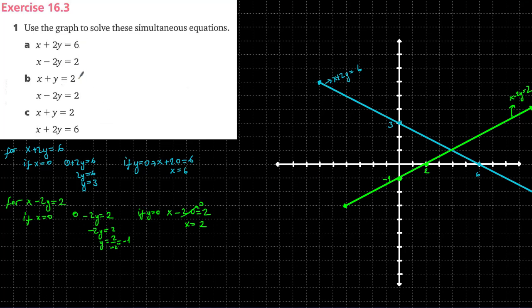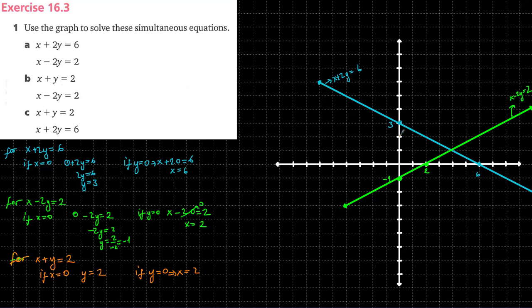Here, this one I made, x plus y is equal to 2. So the last one, let me change the color here, is x plus y is equal to 2. If x is equal to 0, then y is equal to 2, and if y is equal to 0, x is equal to 2, because directly when you replace by 0, y is equal to 2. There's no need to do an operation.